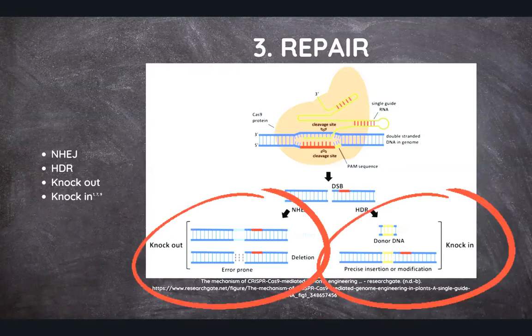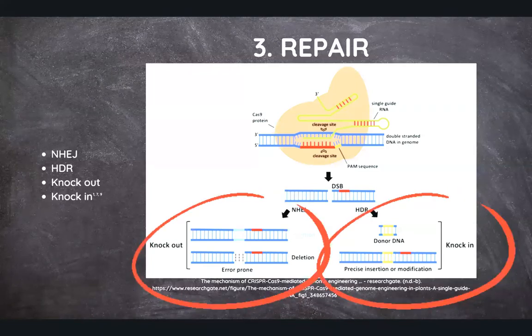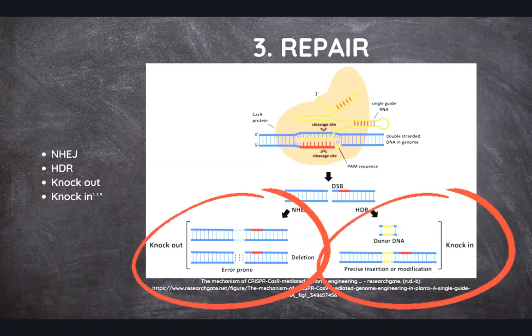However, it is very prone to errors, as there is no template DNA, and the broken strands are simply fused back together. For instance, oftentimes this process will result in an insertion or a deletion at the cleavage site, leading to a frameshift mutation. This shift can create a premature stop codon or change the sequence of amino acids in the protein, creating a non-functional gene or a knockout.